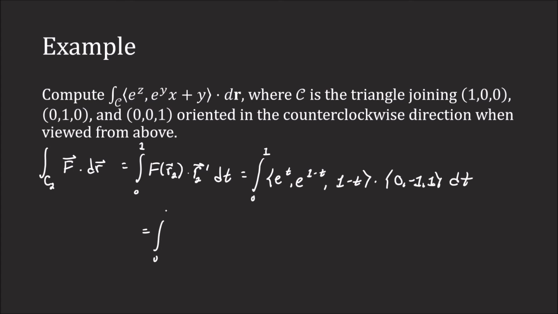We get the integral from 0 to 1 of negative e to the 1 minus t, I'm sorry, plus 1 minus t dt, and this is 3 halves minus e.